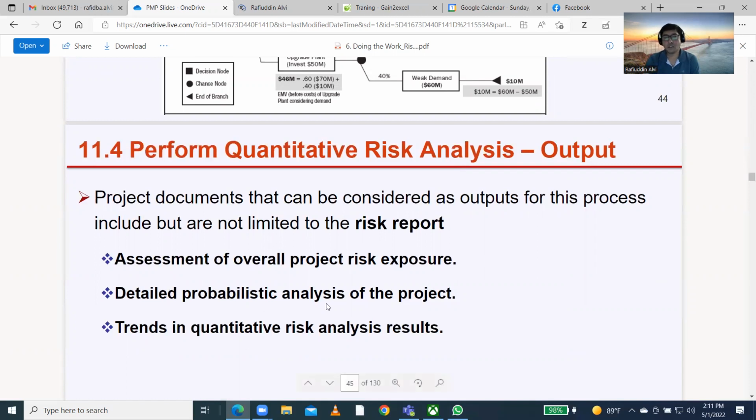So the detailed probabilistic analysis of the project, and trends in the quantitative analysis results. It will tell you what the impact of that risk is, how you have analyzed it, and how you have categorized it based on the numbers, like what the cost and the schedule impact are. So you prepare the quantitative risk analysis risk report.